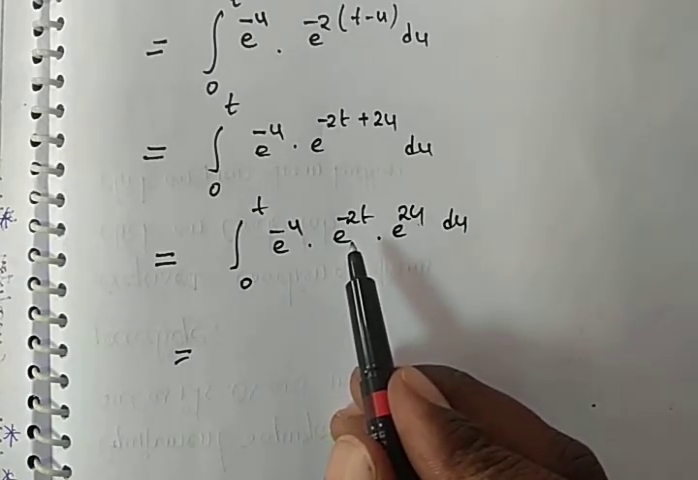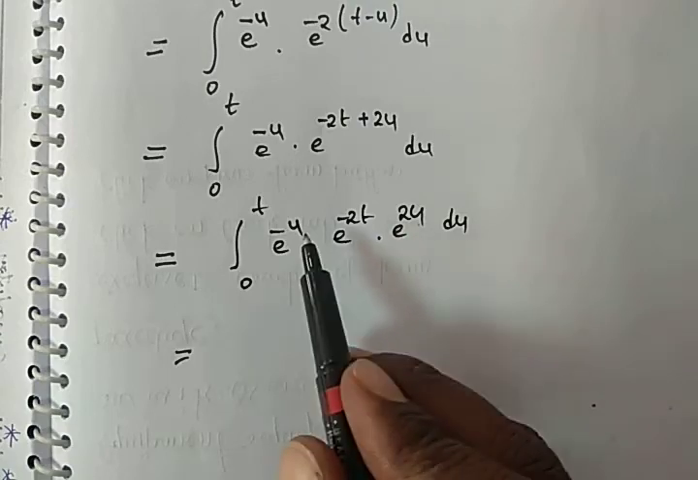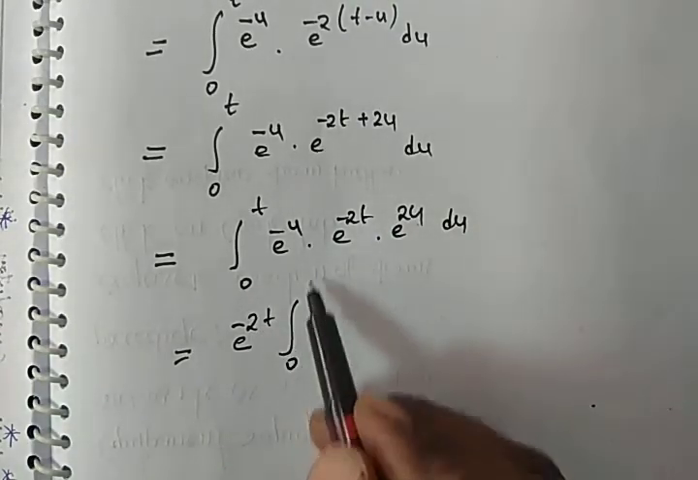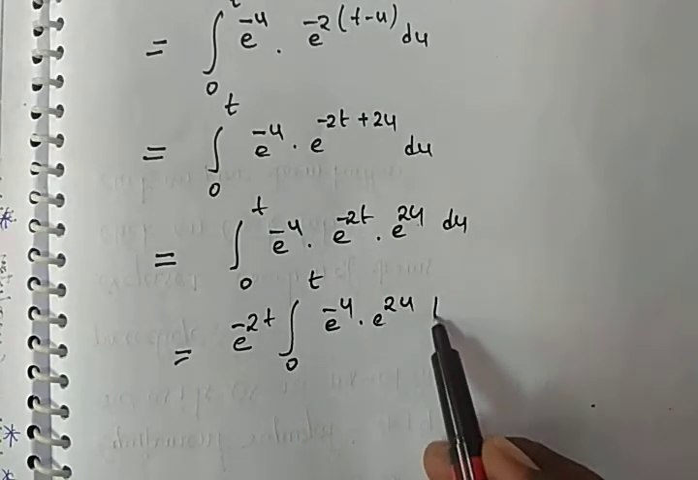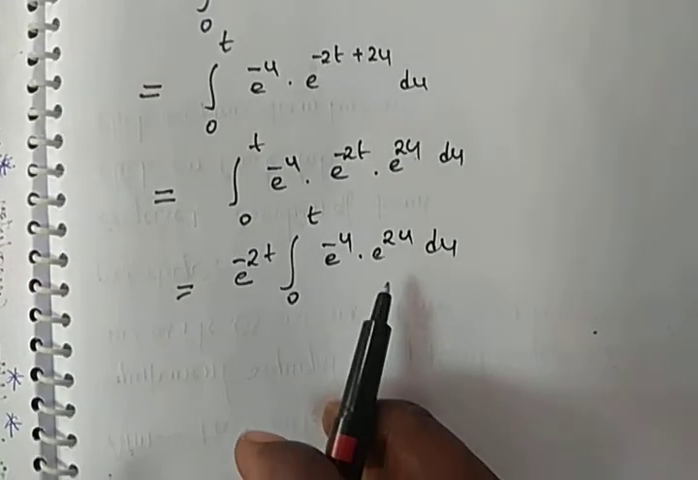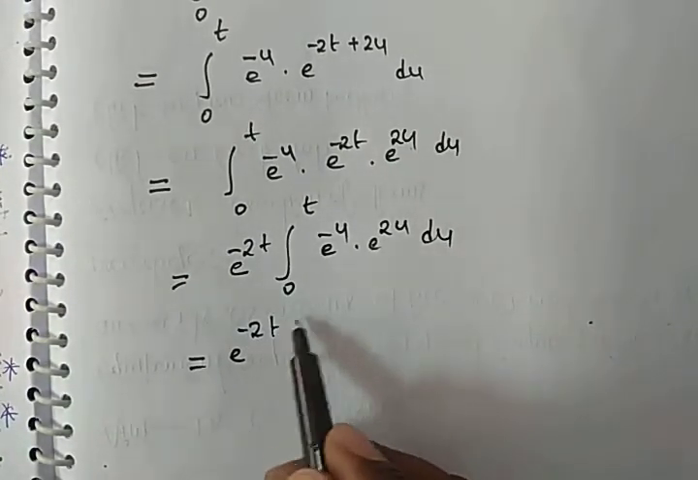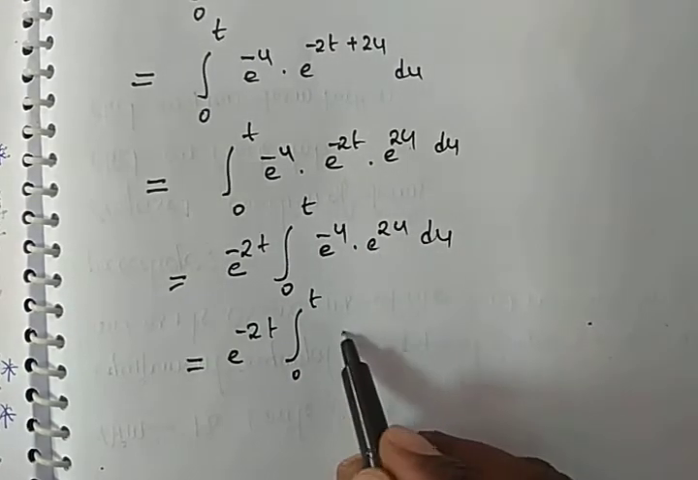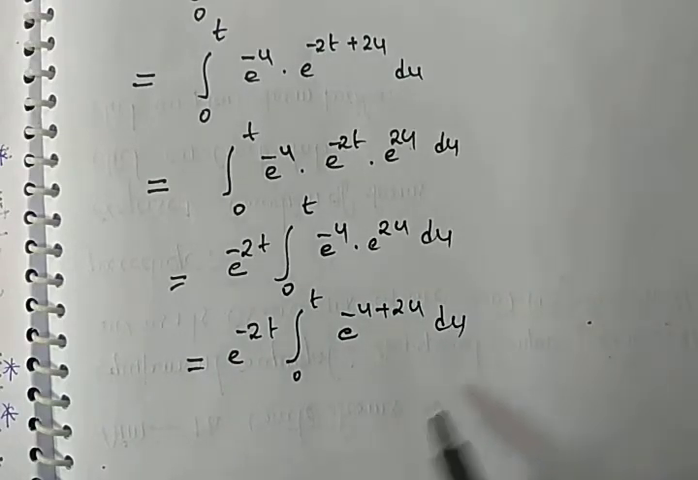This function has no u, so that's why it doesn't involve this integration. So take this outside: e power minus 2t, integration 0 to t, e power minus u into e power 2u du. Right. Which is equal to e power minus 2t, integration 0 to t. So here base is equal, so we can add powers: minus u plus 2u, du.